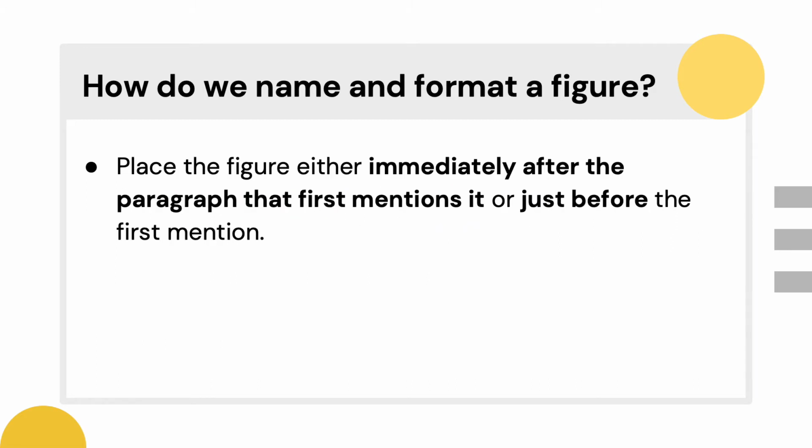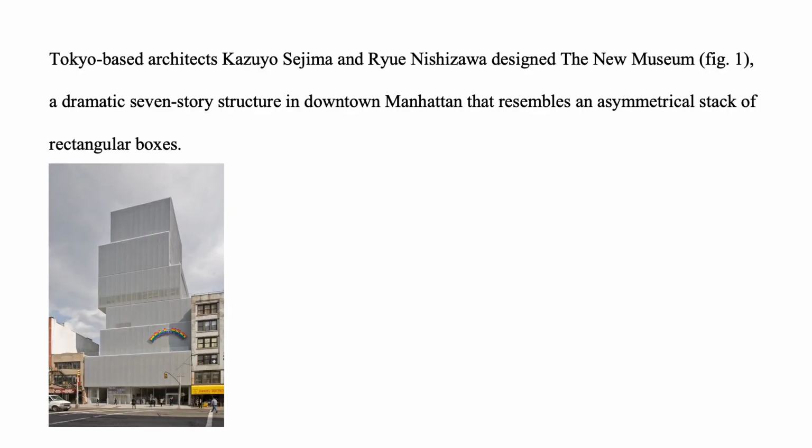Insert a figure directly after the paragraph that first mentions it, or just before the first mention. Let's use an example to visualize this. Here we have the end of a paragraph that reads, quote, Tokyo-based architects Sejima and Nishizawa designed the new museum, Figure 1, a dramatic 7-story structure in downtown Manhattan that resembles an asymmetrical stack of rectangular boxes, end quote.